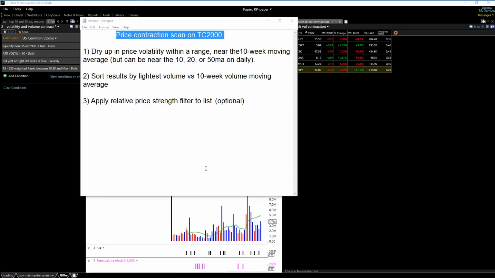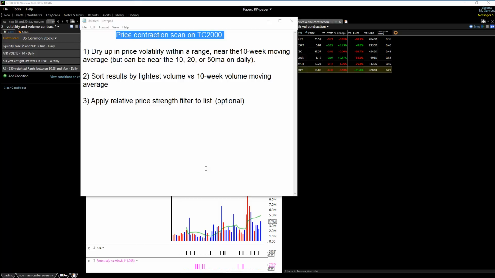In this video, we're going to show you how we scan for a price contraction on the weekly chart on TC2000. It's a pretty simple scan. We basically look for a dry up in price volatility near the 10-week moving average, and then we sort our results by the latest volume versus the 10-week moving average, and we apply a relative price strength filter. And that's just so that we can keep results to stocks that have been moving over the past 6 to 12 months. We're not really looking for stocks that are moving off of 52-week lows.